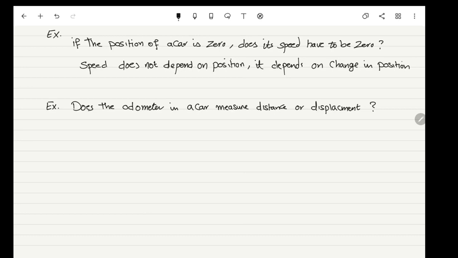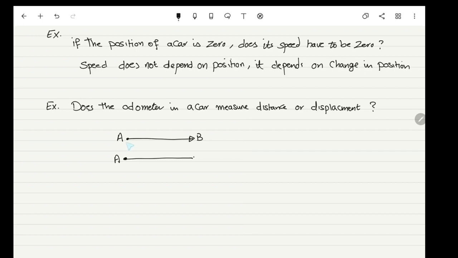Example, does the odometer in a car measure distance or displacement? Odometer actually measures a distance. Let's take this quick example. If you go from city A to city B, then move back to city A, in this case here, the odometer measures this distance here, from this point to this point and back to this point here. The total distance doesn't measure the displacement.